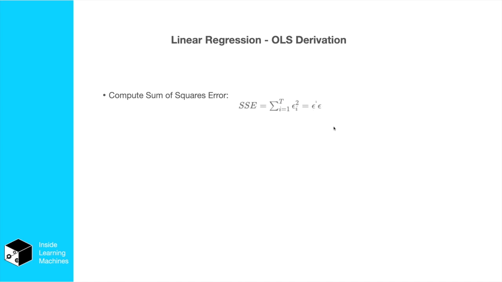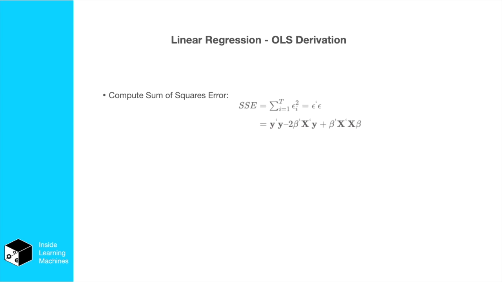Now if we populate these error terms in terms of the linear matrix equation that we solved for on the previous slide, we can get this expression. So now we have the sum of squared error written in terms of our model parameters and the data that we have for this problem.